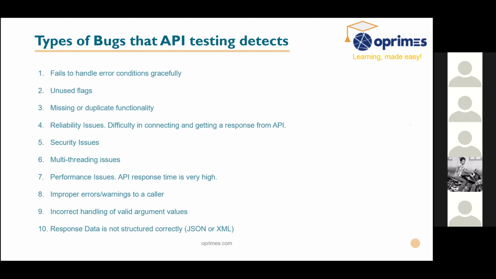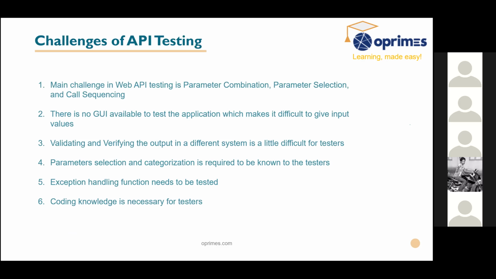Okay, hope it's clear. What are all the challenges we are having in API testing? Basically, there is no UI. So if you want to make sure whether it is created or not created, you need database access. You cannot simply confirm by hitting a URL. You need to go to the database and confirm.